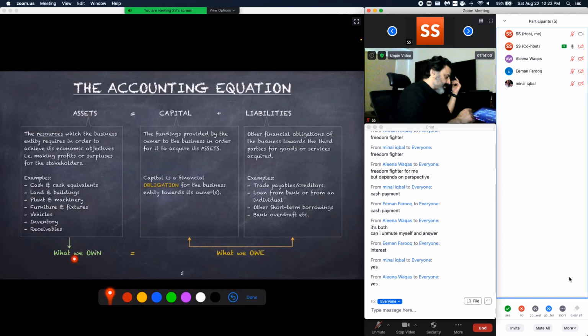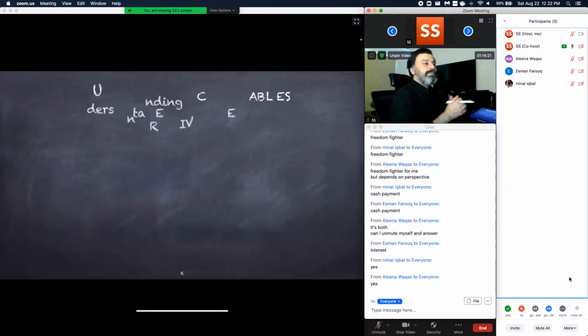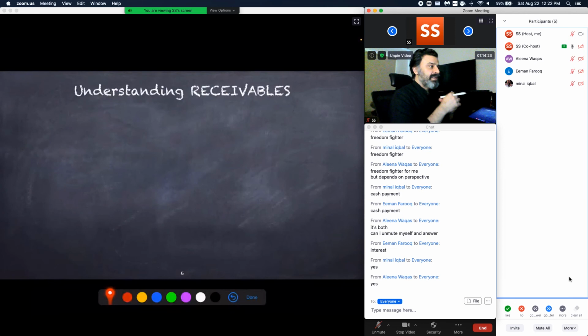And at the expense of owning all of these assets, we owe the same amount to someone. Part of this is what we owe to our owner, and the remaining part to someone else who doesn't happen to be the owner. The last item on the assets is what we call receivable. Receivable is someone who owes us. In fact, the next slide describes what we mean by receivables.